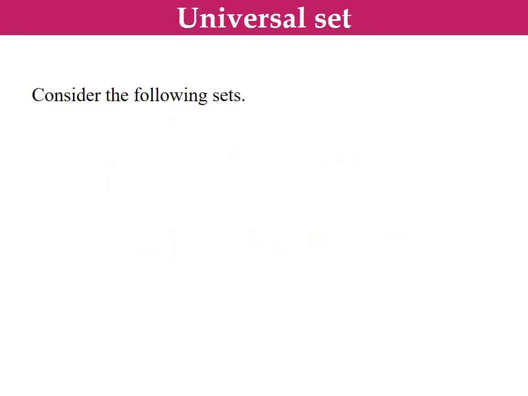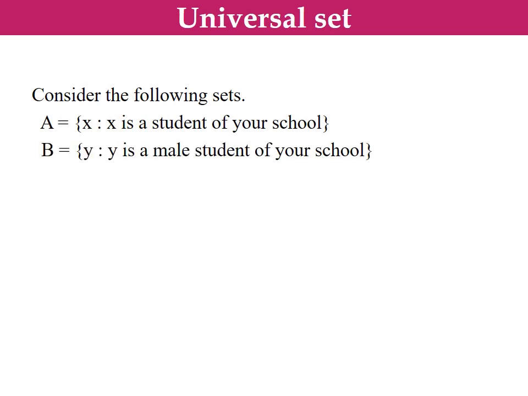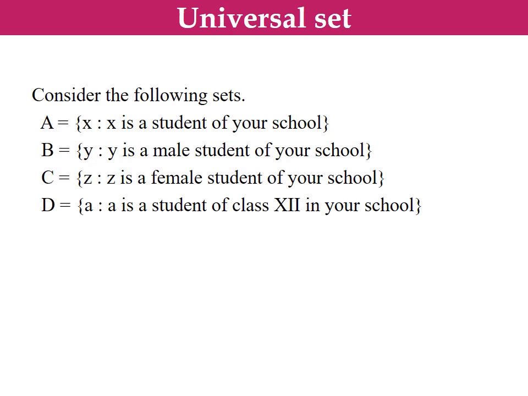Next one is universal set. Consider the following sets. A is equal to the set of X, where X is a student of your school. B indicates Y, where Y is a male student of your school. And take the set C, the set of all Z such that Z is a female student of your school. Now I can take one more set D. It is nothing but A.